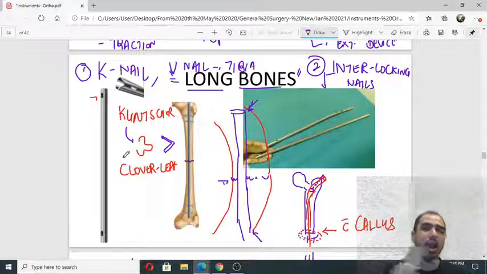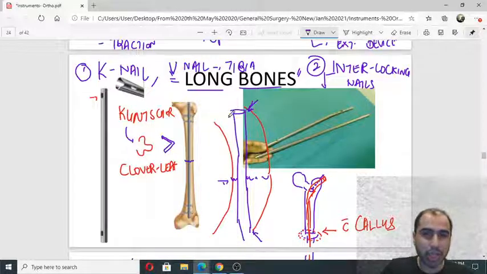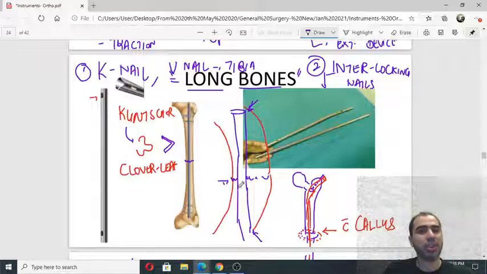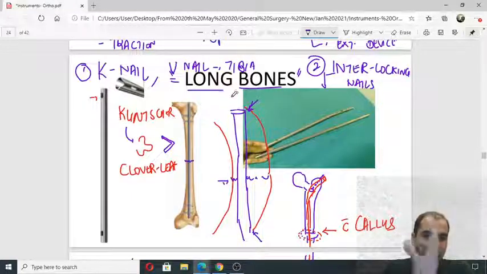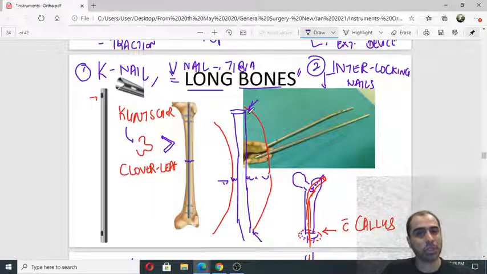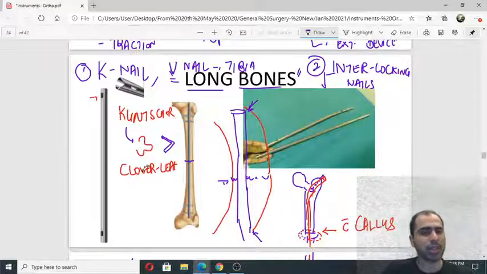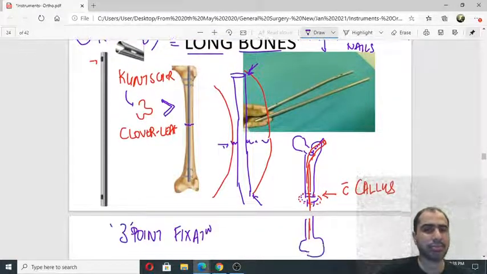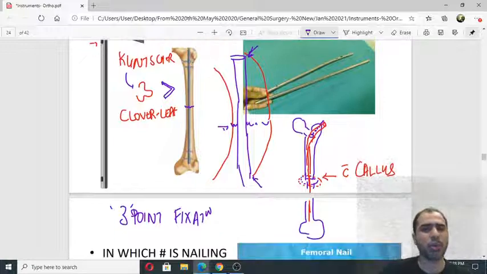V nail for tibia. Nowadays they are not used. They work on the principle of 3-point fixation, because you are putting a straight nail in a curved bone. So it will be in contact at 3 points. What is the problem with the K nail? What is the problem with 3-point fixation?